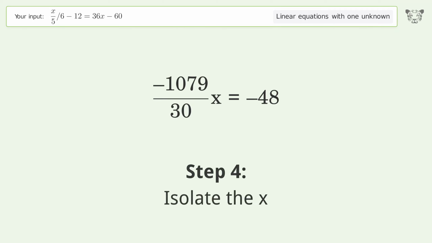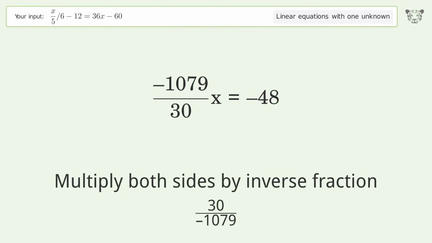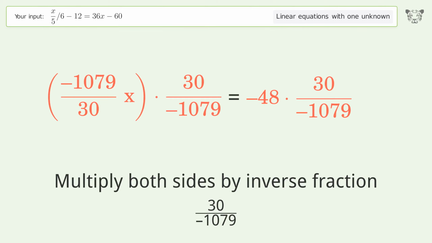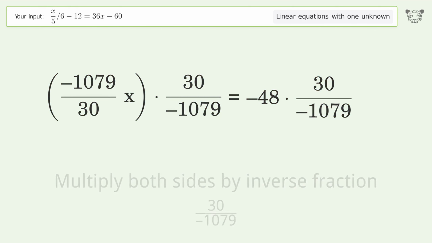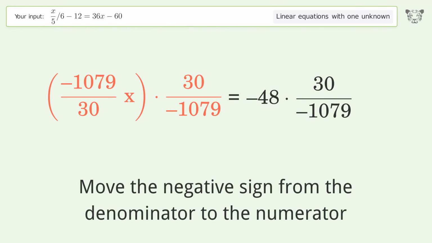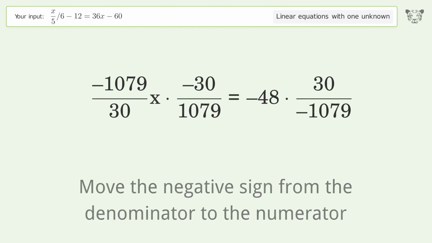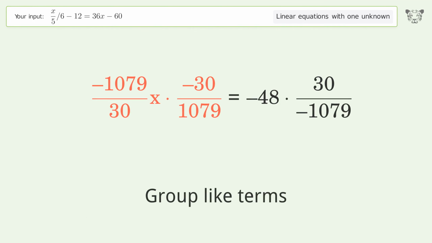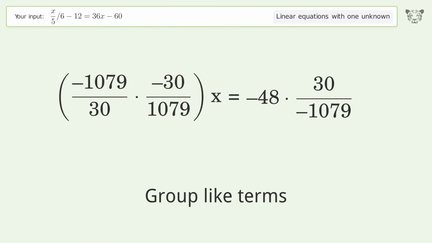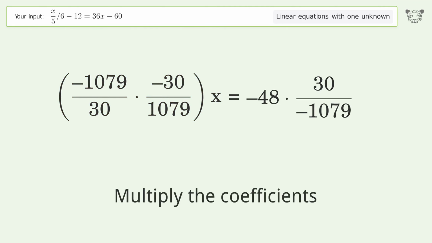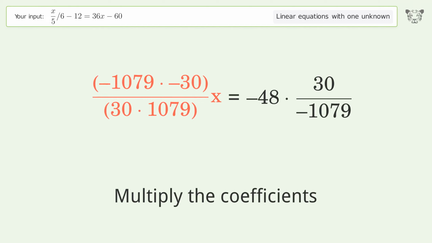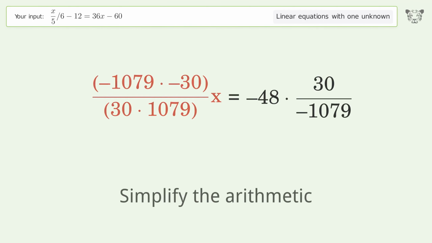Isolate the x. Multiply both sides by inverse fraction 30 over negative 1079. Move the negative sign from the denominator to the numerator. Group like terms. Multiply the coefficients. Simplify the arithmetic.